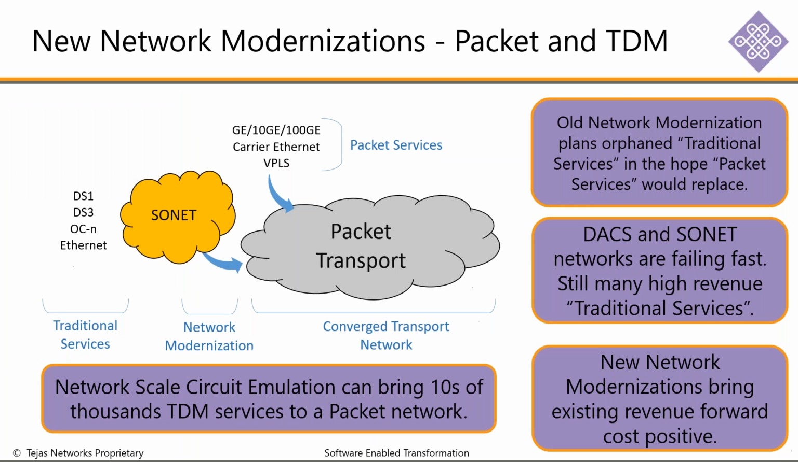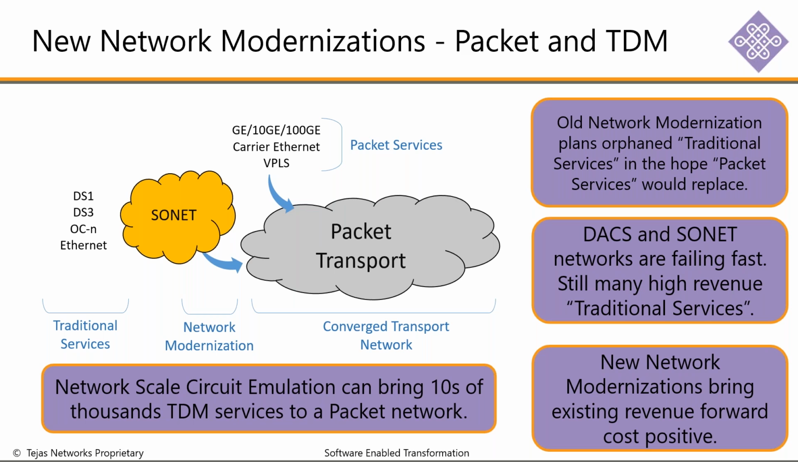So the network scale circuit emulation has allowed us to take SONET networks and meld them together with packet transport, within the industry, and move DS1s and OC3s and OC12s, whatever interface we want from the SONET world, take them over a packet transport and add in carrier Ethernet, 10 gig, 100 gig transport along with it, and create a new modernization platform.